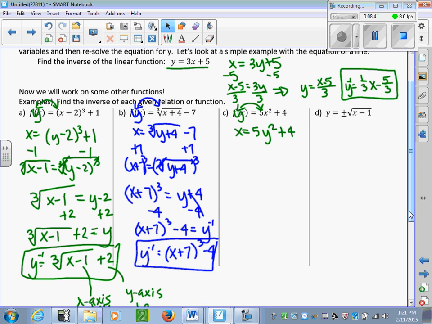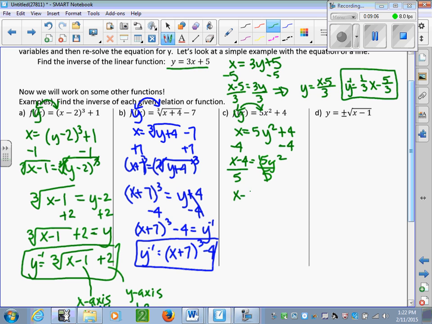All right, so I need to solve back for y. So first thing I'm going to do is move this 4 over to the other side. I'm trying to get y by itself. So I have x minus 4 on the left equals 5y squared. Okay, and then I need to get y by itself as best I can, but first I need to move this 5 over. It's 5 times y squared, so I'm going to divide by 5 on both sides. So then my 5's on the right will cancel, leaves me with x minus 4 over 5 equals y squared.